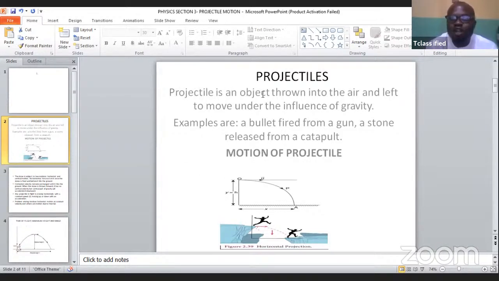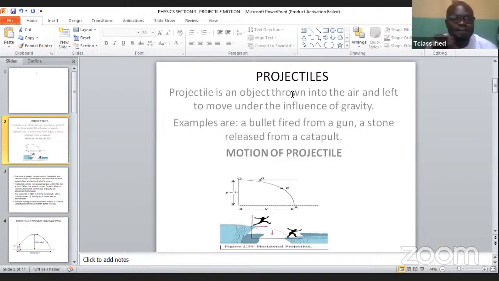A projectile is an object thrown. When you throw an object into the air, then you leave it to come down or to move under the influence of gravity. That object is known as a projectile. So give me examples of projectiles that you've seen in life. Like a ball. Ball, good. A ball is a very good example of a projectile. You throw it, it moves like this, falls to gravity. So any object that moves like this and falls to gravity is a projectile.